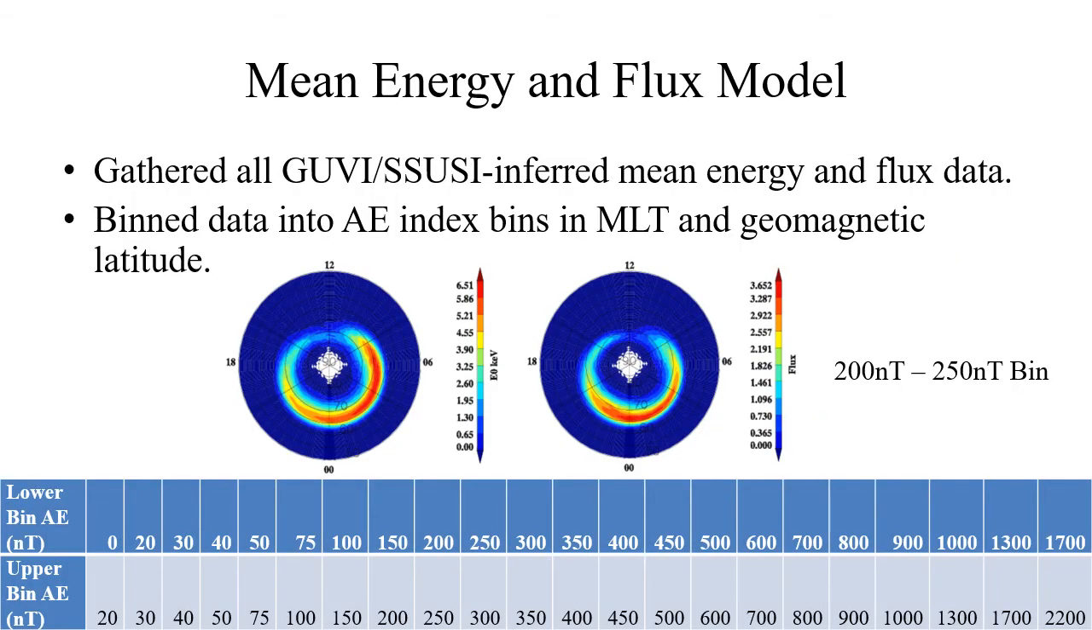So to get those mean energies and fluxes, we don't do anything particularly fancy. We've got all the data that we have from GUVI and SUSSI inferred mean energies and fluxes, and we've just binned it in terms of AE index into these MLT and geomagnetic latitude grids, where the AE bins are on the bottom here. And this is just an example of the 200 nanotesla, 250 nanotesla AE bin for mean energy and flux. Generally, we get qualitatively what we would expect.